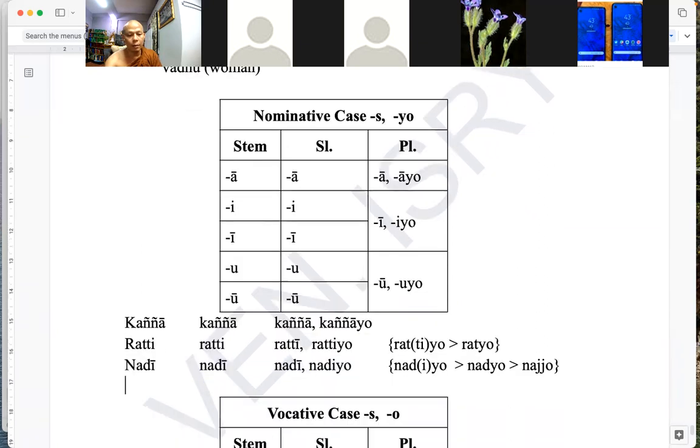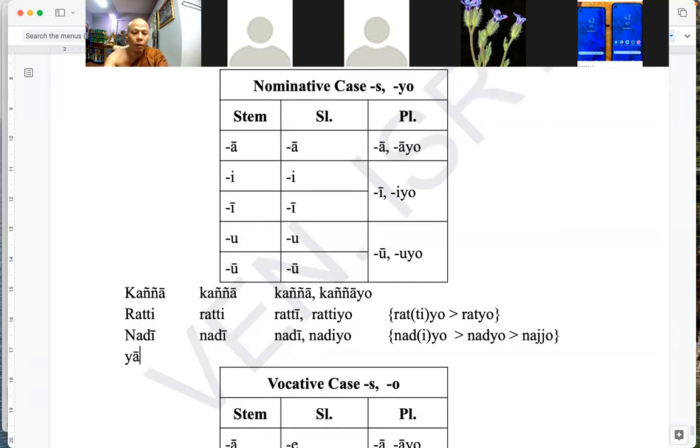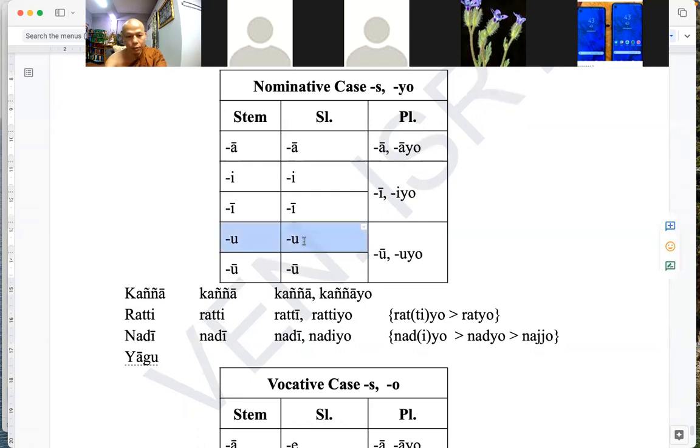And then for the U, yagu. So for singular, nothing changes. So U stays U, you see. So that is why yagu as yagu. But for plural form, the short vowel becomes long. So yagu for the first form. But for another form, yaguyo. So in this way. So yagu, yagu, yaguyo.